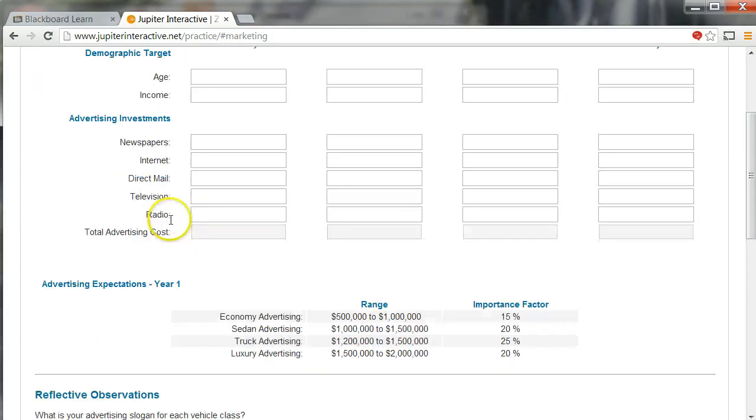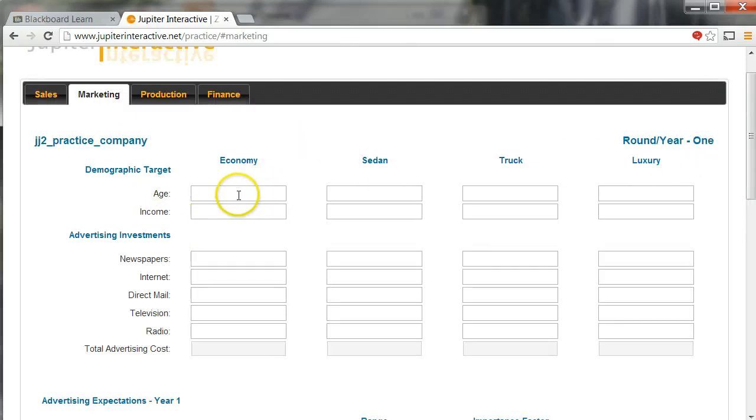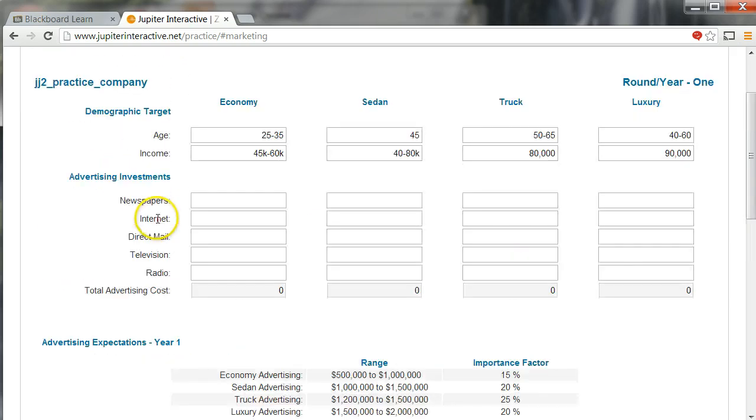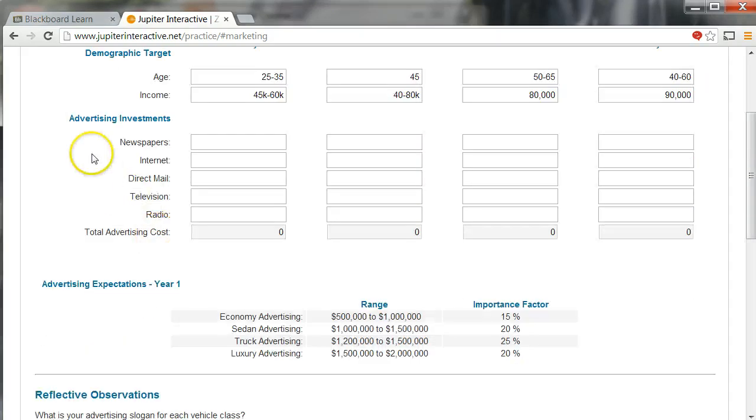In the marketing page here, for each vehicle class, I have to decide a target demographic. I can put in a range or just one number, or really put in anything I like here. This is supposed to tie to who you're going to advertise your car to, and then the expected income that you think these people are going to have. As far as I can tell, this is not going to actually affect your sales. This is just to give me an idea of who you're building cars for, which is going to come into play in a minute.